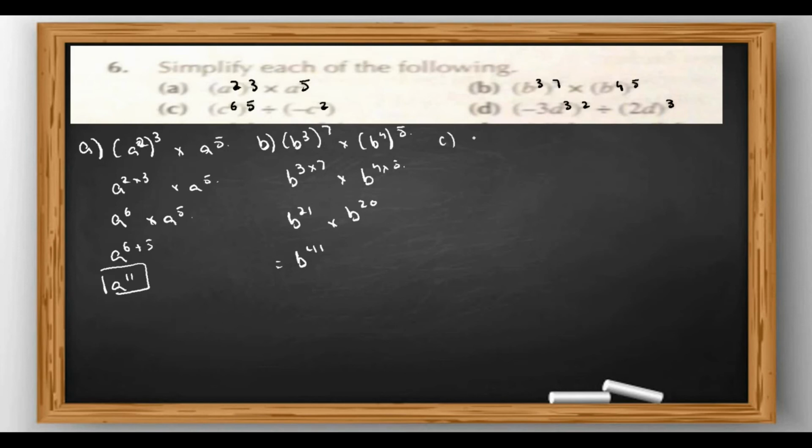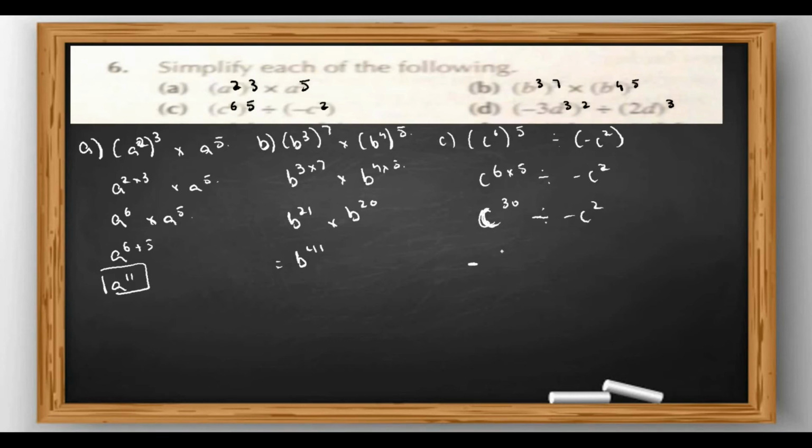Moving on to part C. c raised to power 6 bracket close raised to power 5 divided by minus c raised to power 2. This would become c raised to power 6 multiplied by 5 divided by minus c raised to power 2. c raised to power 30 divided by minus c raised to power 2.